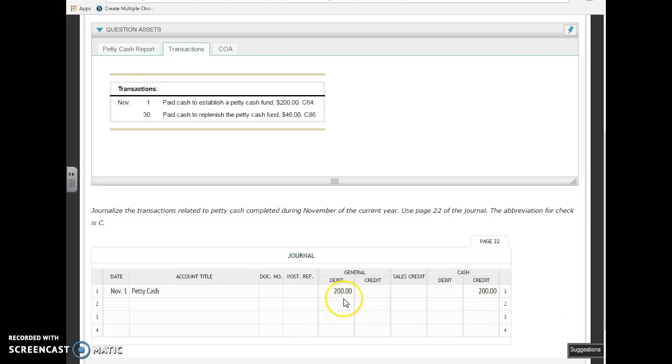Again, our petty cash just increased by $200 because we're establishing it, but our cash just decreased by $200. We still have that $200 as part of our company money. It's just in a different fund now. And that was check 64.